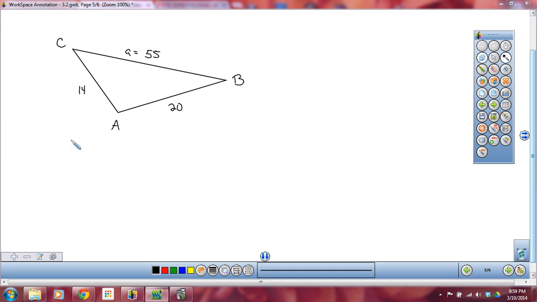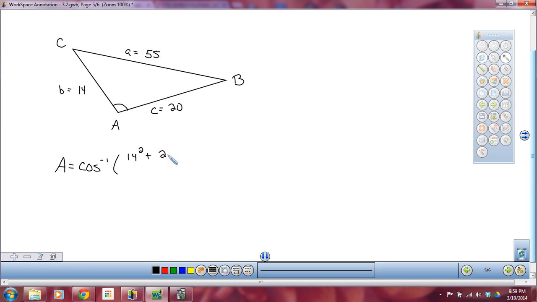Always start with the one that's the biggest side, so that means we're going to be finding angle A first. So if you look at your alternative forms, we want A. So that would be the cosine of A equals blah, blah, blah. So A equals cosine inverse of, and then we have to plug in. So we've got B squared plus C squared minus A squared all over 2 times B, which is 14, times C, which is 20.